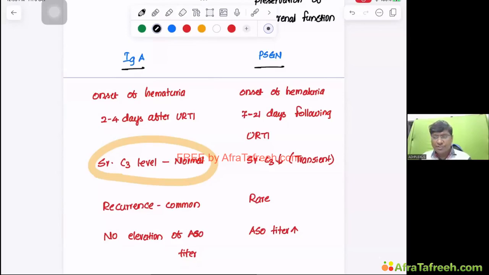Light microscopy will show you that there is presence of mesangial proliferation. And electron microscopy, you have mesangial and paramesangial deposits. Fluorescent microscopy will show you the presence of IgA and C3 in the mesangium. And presence of IgA in the mesangium is a sine qua non for the diagnosis. And the serum complement levels are absolutely normal. And serum IgA levels are also normal. They are not important. There is no diagnostic value for serum IgA levels.